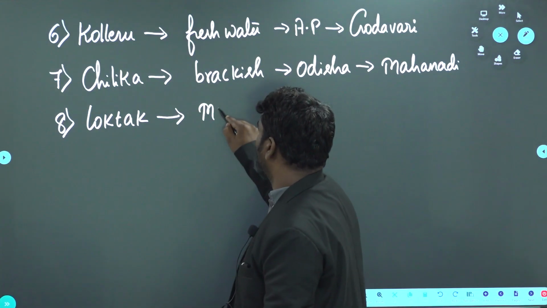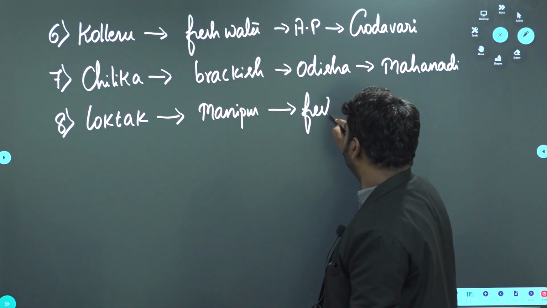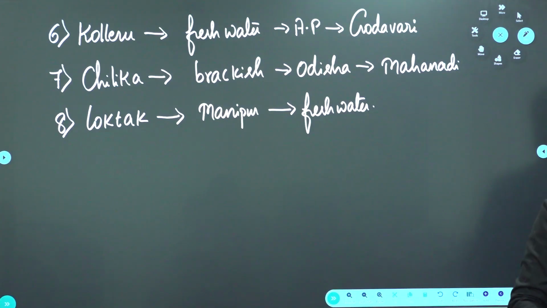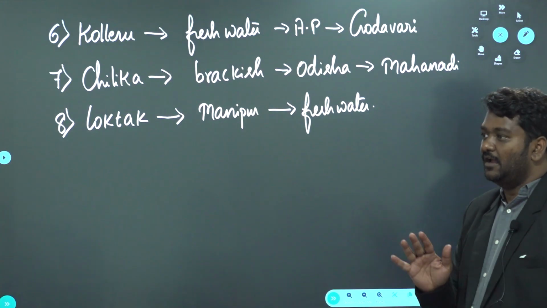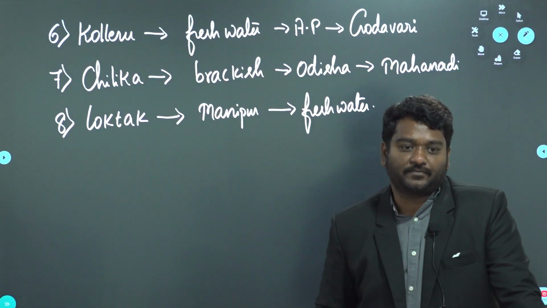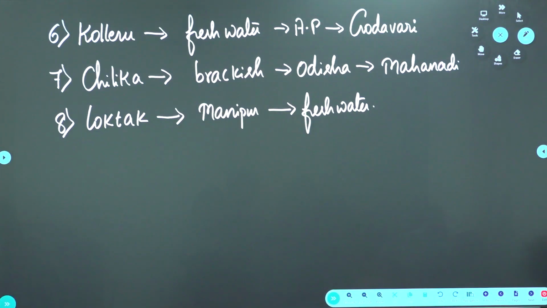Loktak, Manipur, freshwater lake. Try to see the last 3 years' wetlands. And this year, just check international wetlands. Which wetlands were given international recognition except India? Like, you know. But for the last 3 years, all of India's you need to check. Fine? Okay. We'll meet tomorrow, same time.